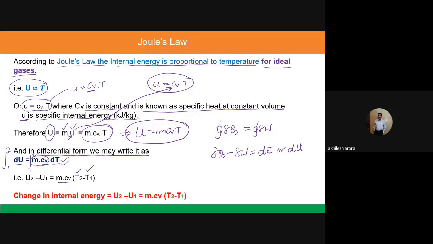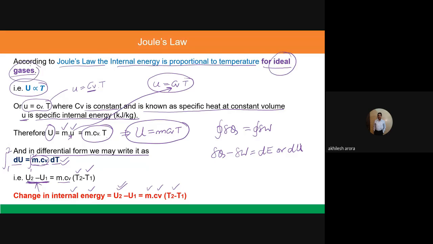So on the left hand side, U being a property, can be written as U2 minus U1 is equal to mCv (T2 minus T1), and this U2 minus U1 is the change in internal energy. So this is the change in internal energy given by mCv (T2 minus T1). So this is Joule's law. Once again, to remind you, it is valid for ideal gases.